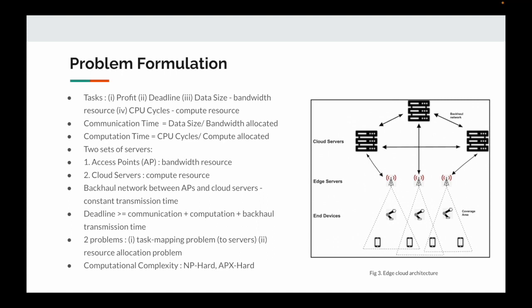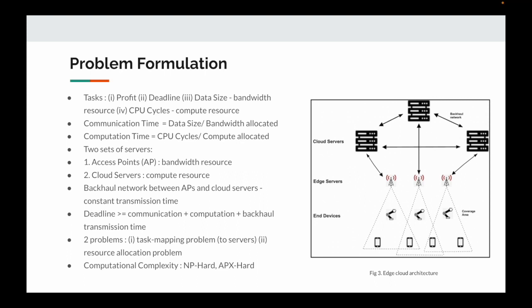So all in all, it takes 3 steps for the task to be processed, and there is time that goes in all 3 steps, which is the communication time, the computation time, and the backhaul transmission time. Overall, these 3 components should be less than or equal to the deadline of the task.